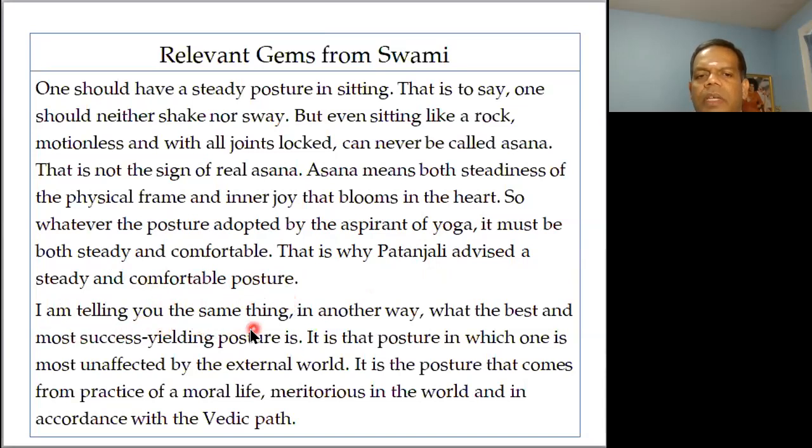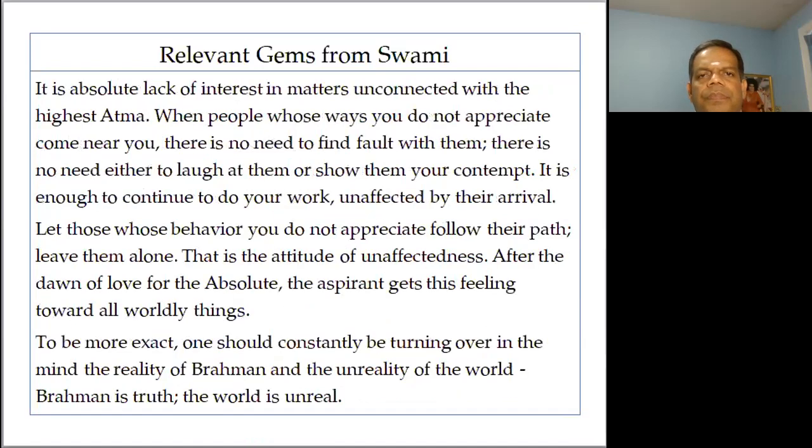I am telling you the same thing in another way. What is the best and most successful yogic posture? It is that posture in which one is most unaffected by the external world. It is the posture that comes from the practice of a moral life, meritorious in the world and in accordance with the Vedic path. It is absolute lack of interest in matters unconnected with the highest Atma.